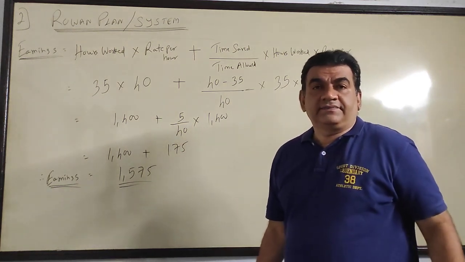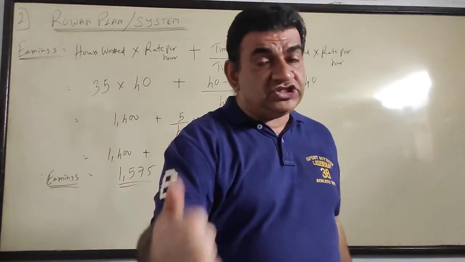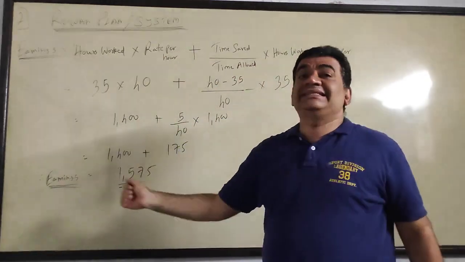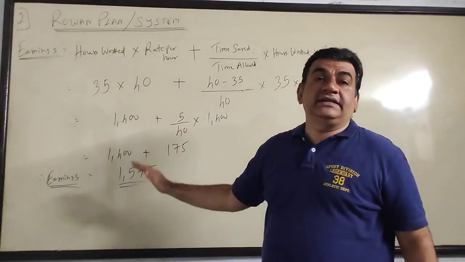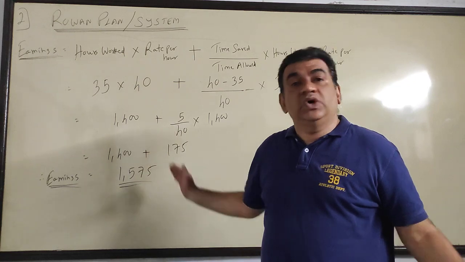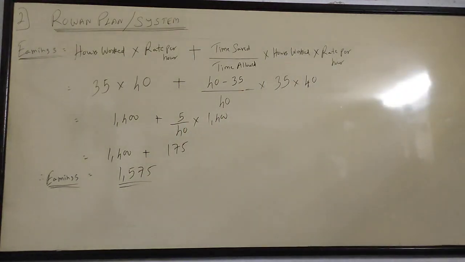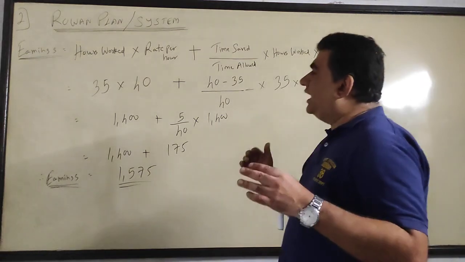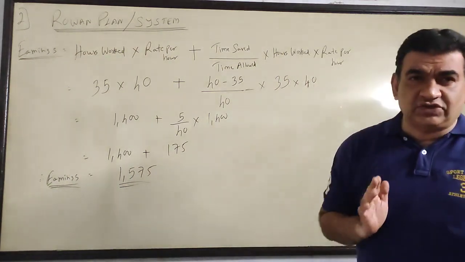Got it? So I discussed the concept of labor cost. We did first the Halsey plan, and then we did second the Rowan plan. Let me check the duration. Okay, it's already half an hour, so I'll just stop here because let it be an introductory lecture only.